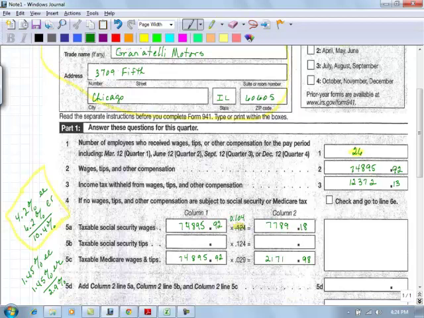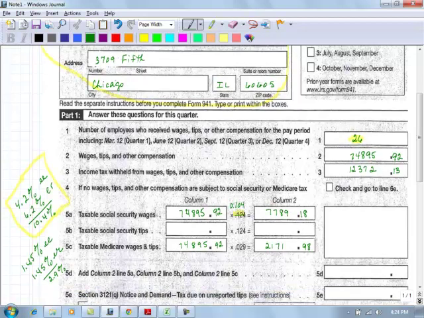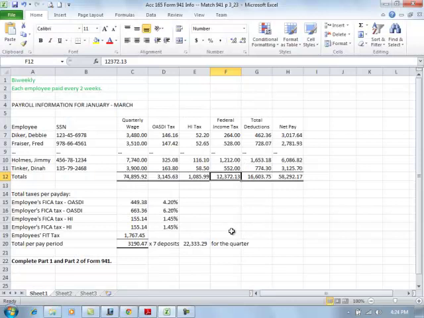So then the next piece that we have in the midst of this, now, well, I guess I should point out that the pieces of this that I'm getting from that payroll report, and I'll flip over to that. So here's my payroll report. The piece that I get for this is the quarterly wages right here, and my federal income tax right here.